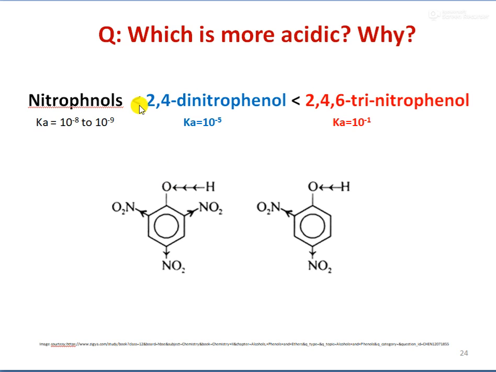So this is the acidity order. The most acidic is 2,4,6-trinitrophenol, then comes the 2,4-dinitrophenol and the least is the monosubstituted nitrophenols. The reason is that the higher number of electron withdrawing substituents in the ring will withdraw the electron density of the OH group more strongly, and this will make the release of H plus ions faster.